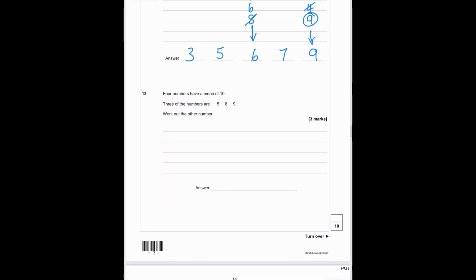4 numbers have a mean of 10. 3 of the numbers are 5, 8, 9. So we've got 5, 8, 9 and a missing number, and the mean is 10. So we add them up, divide by 4, and we get the mean, which is 10. Working backwards, 10 times 4 is 40. These add up to 22, so the missing number must be 18.